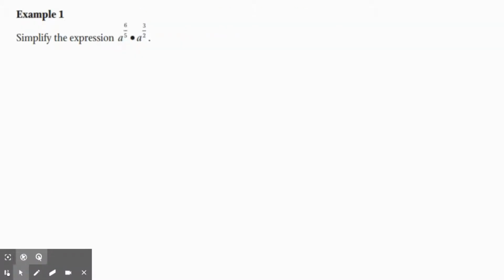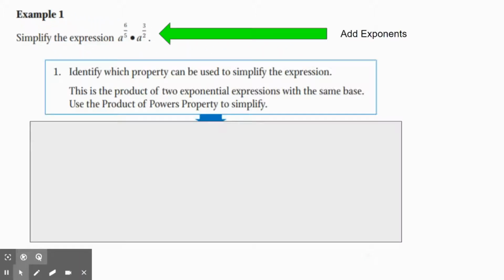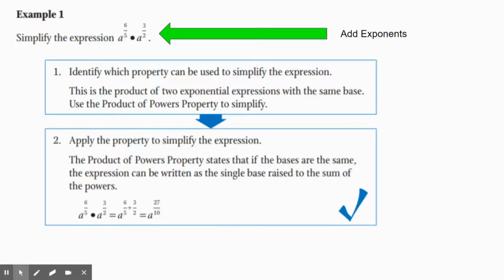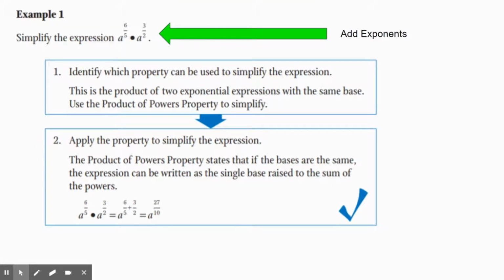Example 1, simplify the expression. I'm noticing both of these numbers have the same base, which is a. That means I can add the exponents. So we're going to identify that property. It's the multiplication property of exponents, where I add the exponents. Now you're going to have to find a common denominator because they're both fractions, but in the end, the answer will be a to the 27 over 10 power.